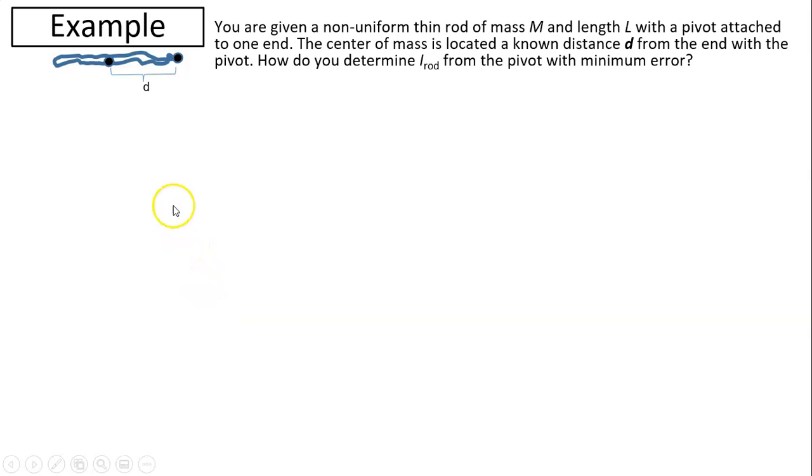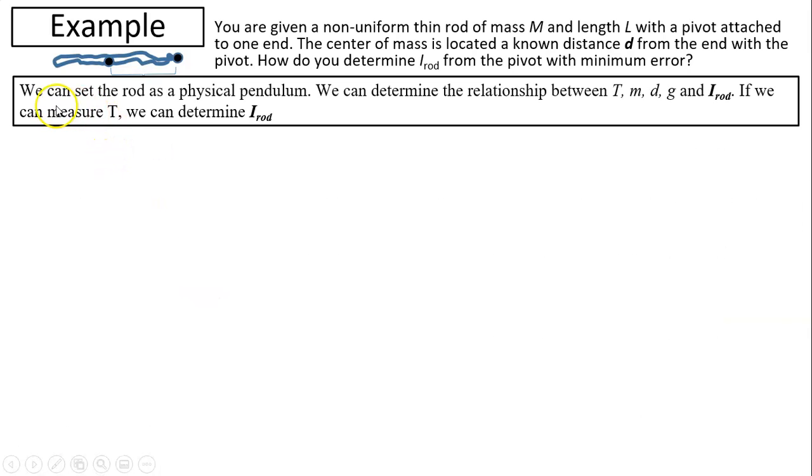So we know the physical pendulum. We can set the rod as a physical pendulum. Once we set it as a physical pendulum, we can measure the period. Then we can use the relationship between the period, mass, d, g, and I rod. From there, we can determine I rod. So first, we set this as a physical pendulum. How do we find T from this physical pendulum?